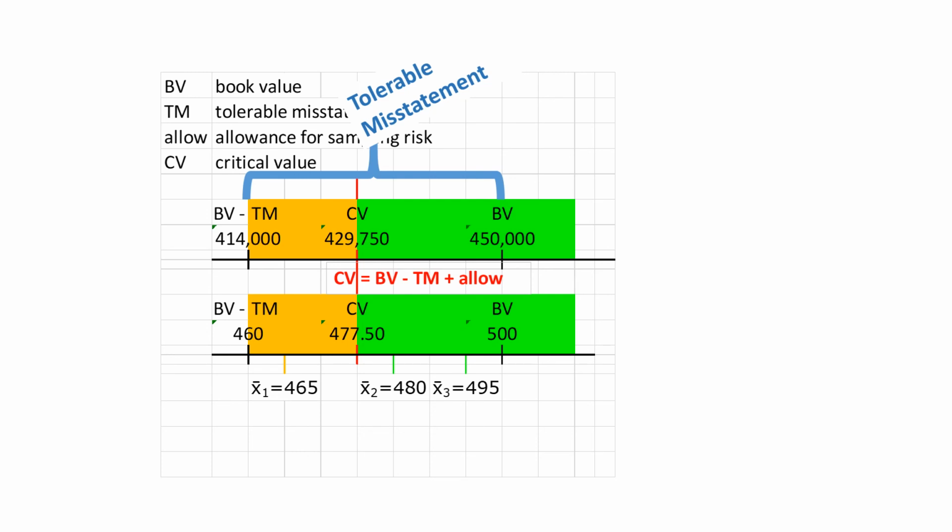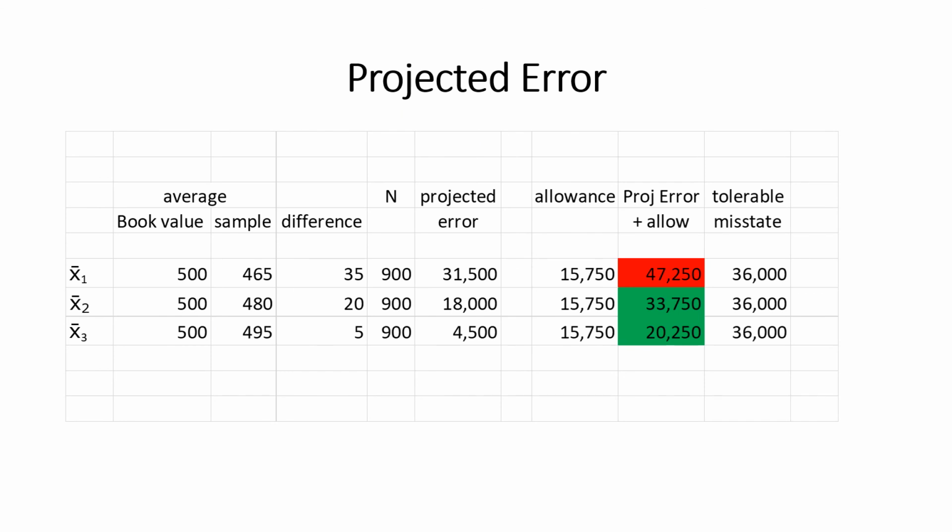In this case, they say if the sample mean is less than 477.50, that's too far below book value. That's too close to tolerable misstatement, and we do not have enough confidence in our results to say that inventory is not materially overstated. Same thing, just showing up a little different.